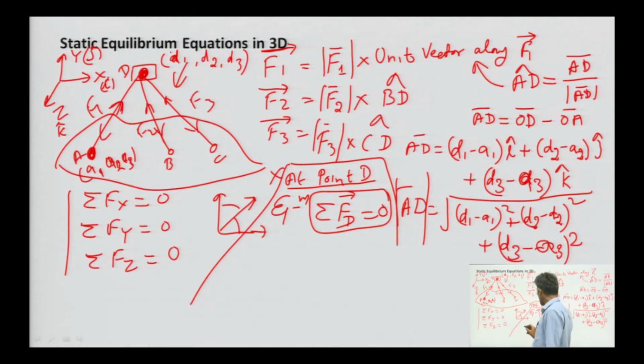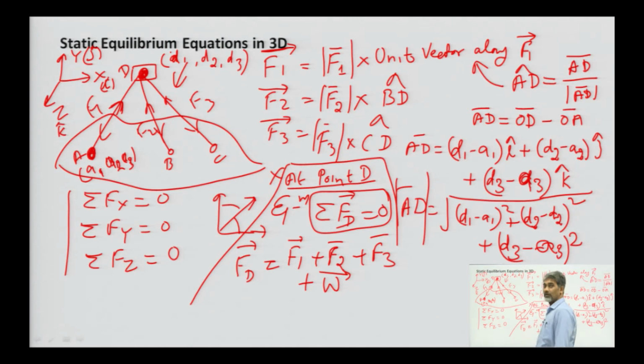And what will be the F? FD will be vector F1 plus vector F2 plus vector F3 and plus the load vector of the instrument. What will be the load vector? W. What will be the load vector? W.